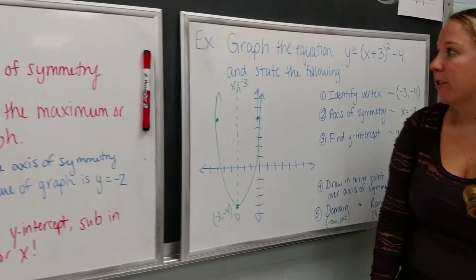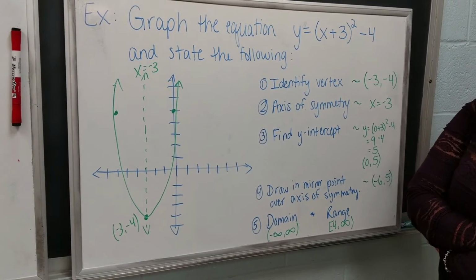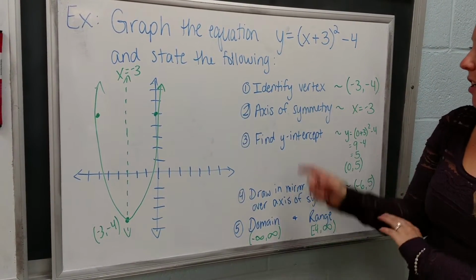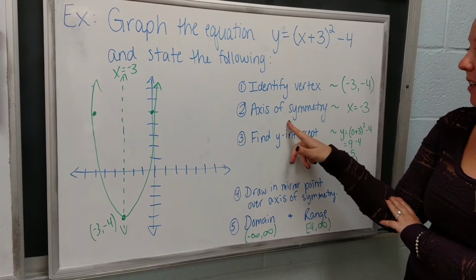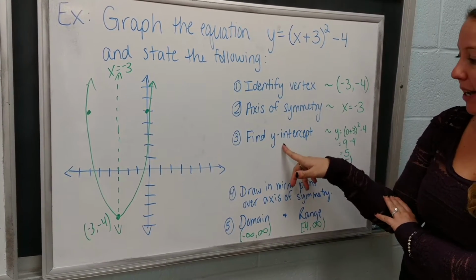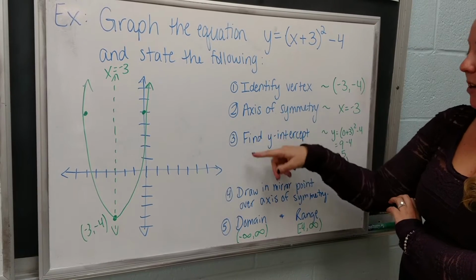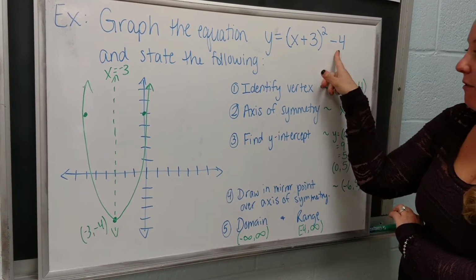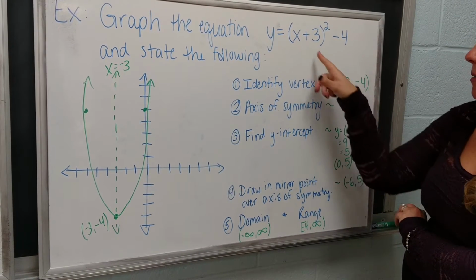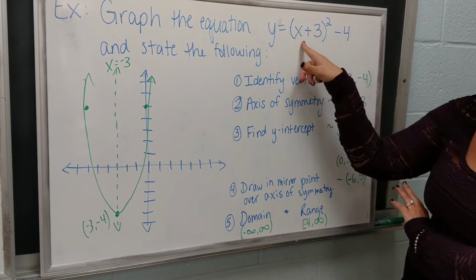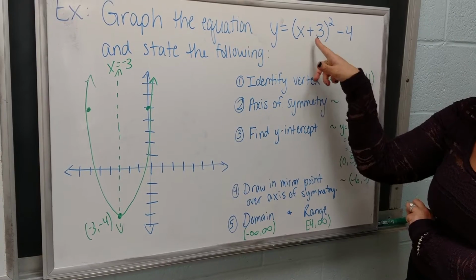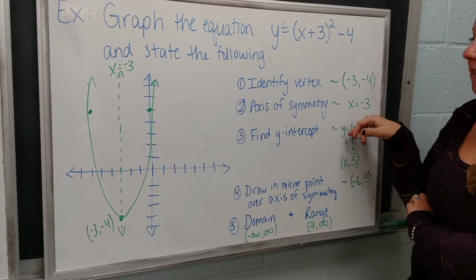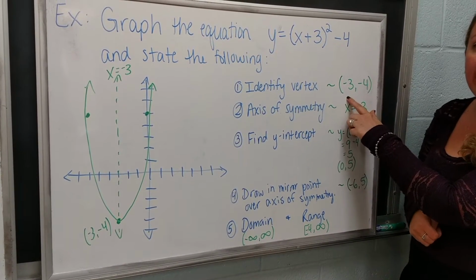So, example for graphing. Graph the equation y equals (x plus 3) squared minus 4 and state the following. You want to identify the vertex, axis of symmetry, find the y-intercept, and then we'll graph it. So your vertex is (negative 3, negative 4), because we know that the original equation says x minus h, so this 3 is a negative 3. The axis of symmetry is x equals negative 3, because it's x equals the x value of your vertex.